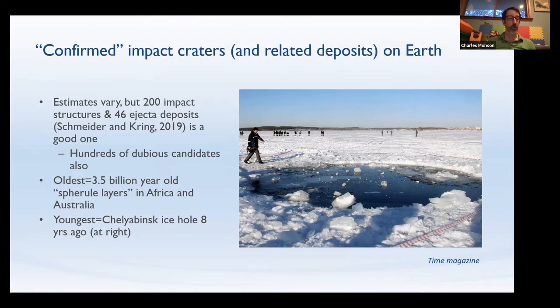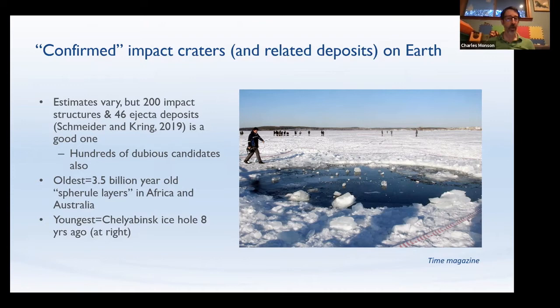Every time somebody finds a vaguely circular structure on Google Earth or out walking in the woods, there's a temptation to say, hey, I found a meteor crater. So the planetary science community has some fairly appropriately stringent criteria for how you can identify something as being a genuine impact crater. And we'll get to that later on in the talk.